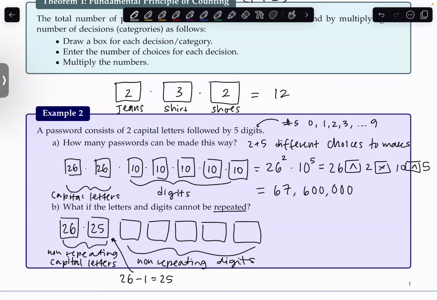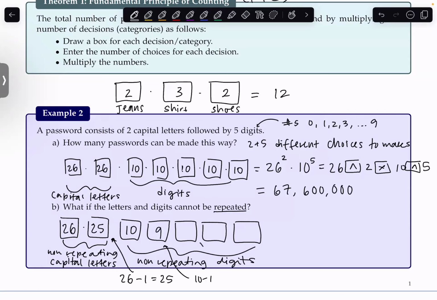Okay, so that's taking care of all the letters. I don't have to worry about repeating any more letters because I won't be using them. And so now I'll start with my digits. If this is the first digit that I'm choosing, all 10 options are allowed. Now it's my second digit that I'm choosing. I can no longer use the digit I used previously. So I have 10 minus 1 options, or 9.